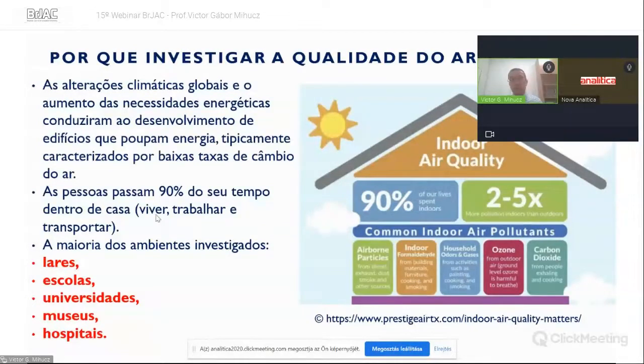Indoor air quality is a hot topic nowadays due to global warming, because global warming has led to the development of energy-saving buildings, which are characterized by a low air exchange rate. And the other big problem is why we have these types of energy-saving buildings? Because people nowadays spend more than 90% of their lives indoors, because of working, because of commuting, because of living. And this is why the number of articles dealing with indoor air quality has significantly increased, and the main investigated places are dwellings, schools, universities, museums, and hospitals.